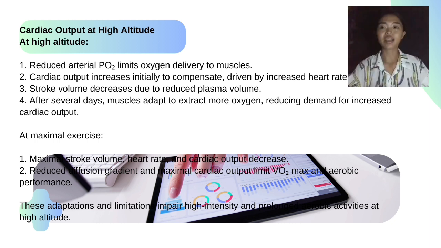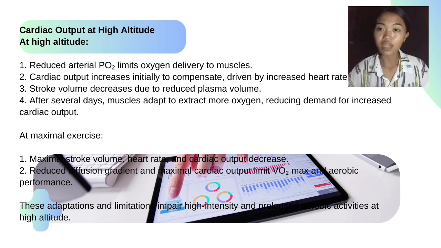And so there is cardiac output at high altitude. First, reduced arterial PO2 limits oxygen delivery to muscle. Second, cardiac output increases initially to compensate, driven by increased heart rate. Third, stroke volume decreases due to reduced plasma volume.